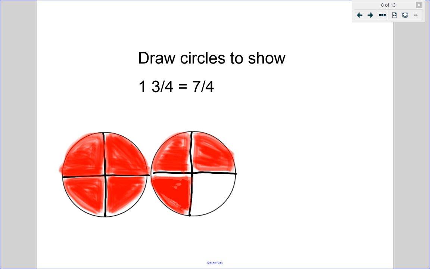Now to figure out that I have 7/4, let's make sure. 1, 2, 3, 4, 5, 6, 7 pieces colored in. And it's because it's all split into 4s. Each one will have 4 pieces in it. That's where we get our 4. And our denominator doesn't change from where it was before. Okay?